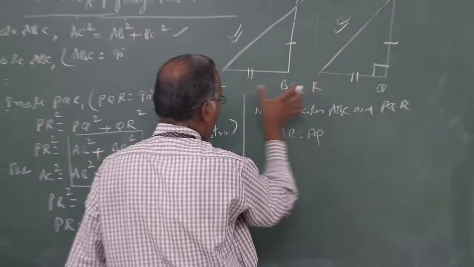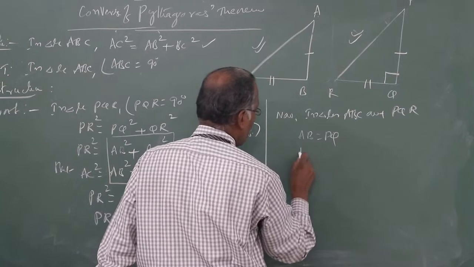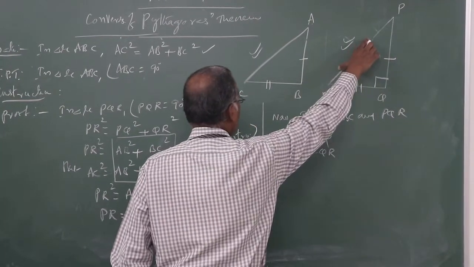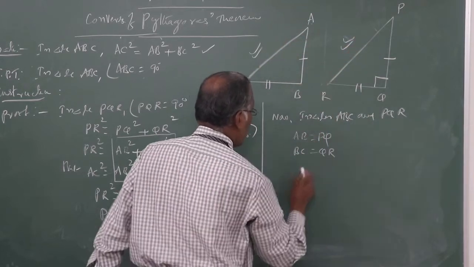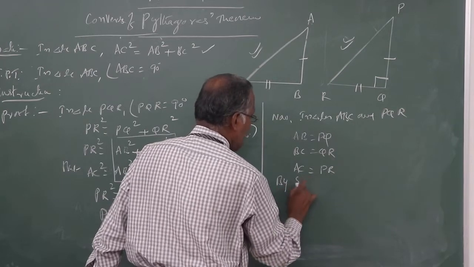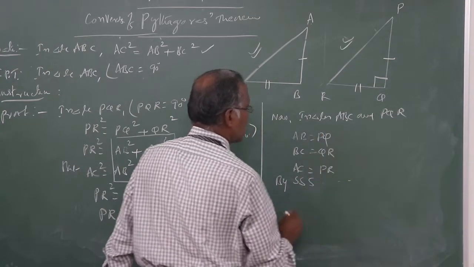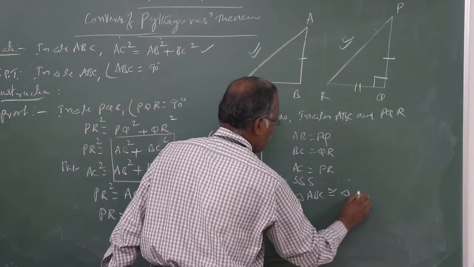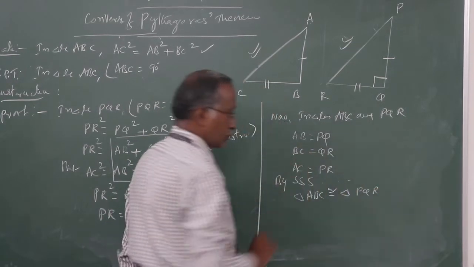Similarly, here BC is equal to QR. Just now we have proved that AC is equal to PR. By congruence, triangle ABC is congruent to triangle PQR.